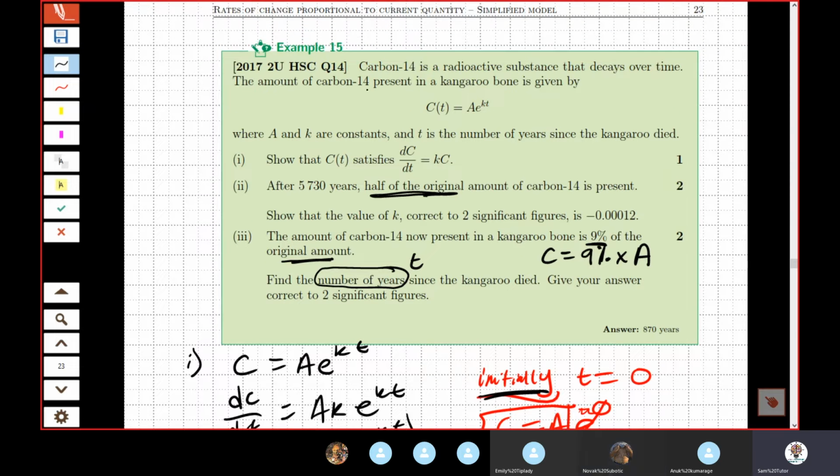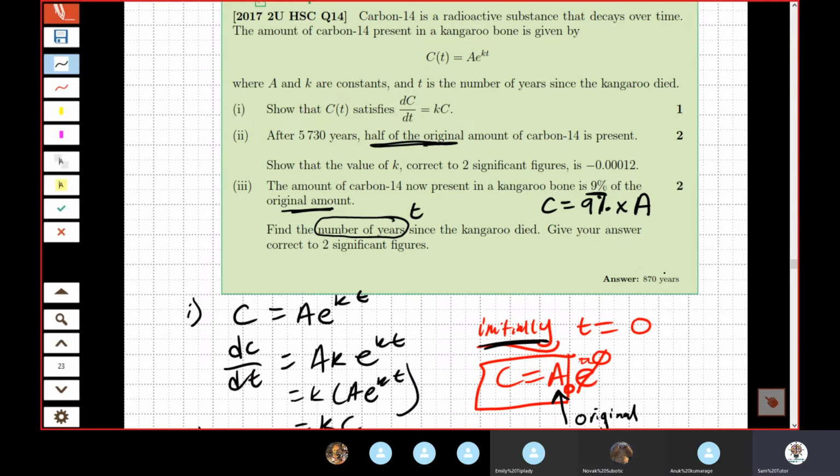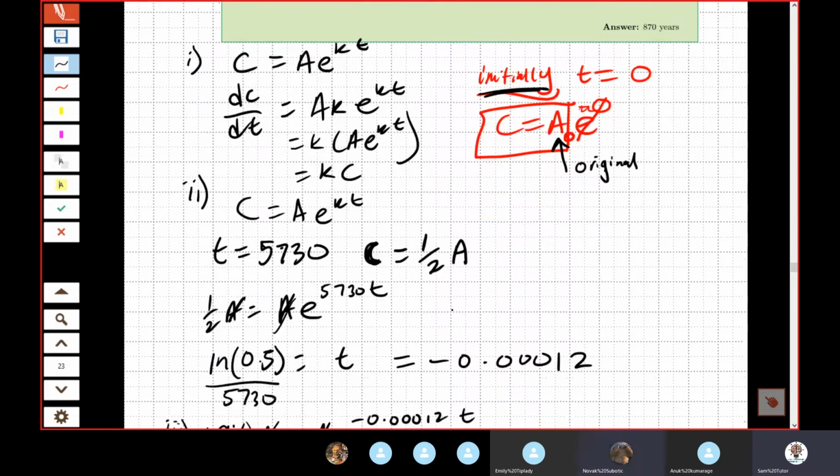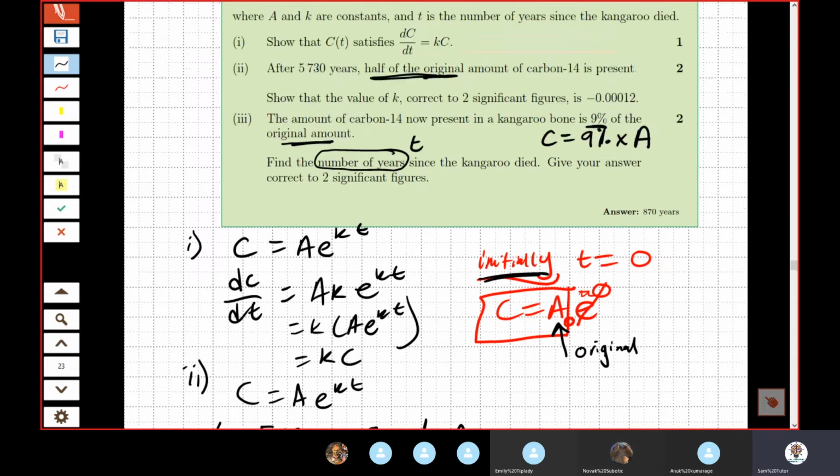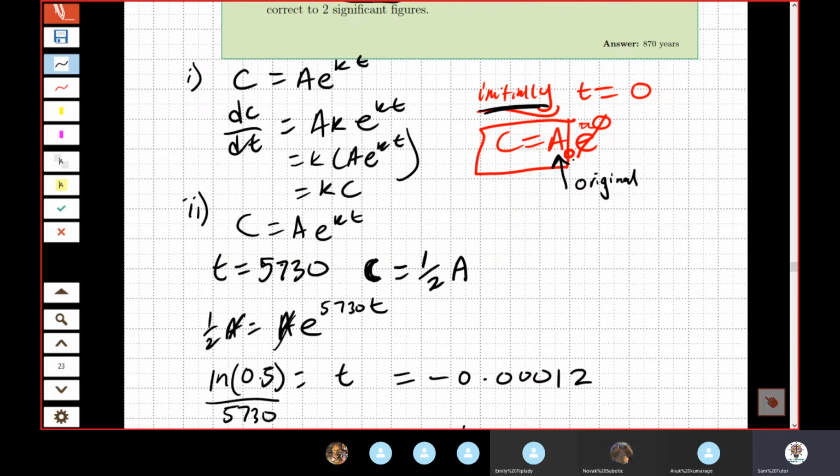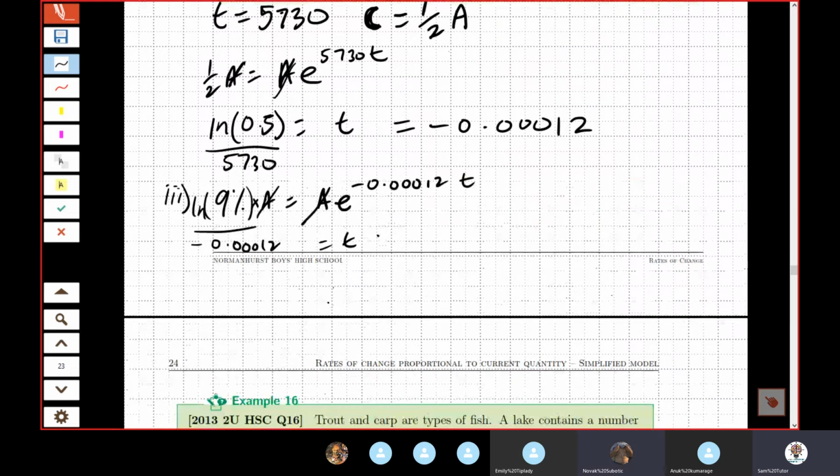Carbon-14 is the indicator. The amount of carbon-14 present in a kangaroo bone is given by this. Now, the amount of carbon present in the kangaroo bone is 9% of the original amount. Oh no, that's not right. I don't know how he got his answer, which doesn't make sense because we know 5,000 years it was half. He's got his answer wrong. I'll tell him about that.